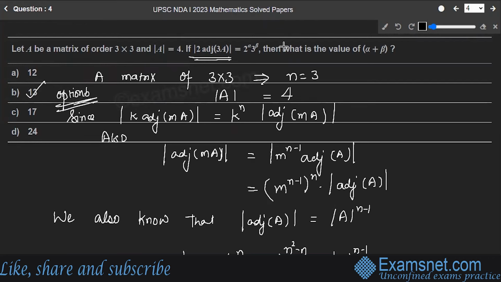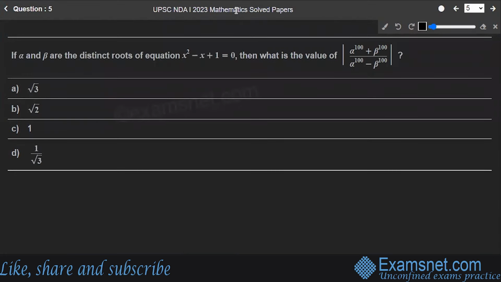Hope you got that. Let's move to the next question then. Question number 5. If alpha and beta are the distinct roots of this equation, then the value of this whole expression is, you are given that alpha and beta are the distinct roots, that means the separate roots of this equation. And looking at the equation, you know what are the roots of it? That means alpha is equal to, the roots for this equation will be given by 1 plus iota root 3 upon 2, and beta will be equal to 1 minus this.